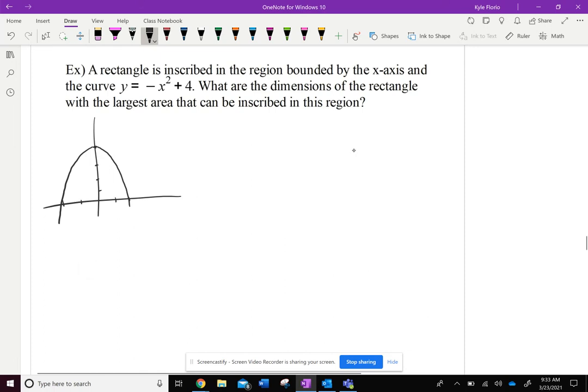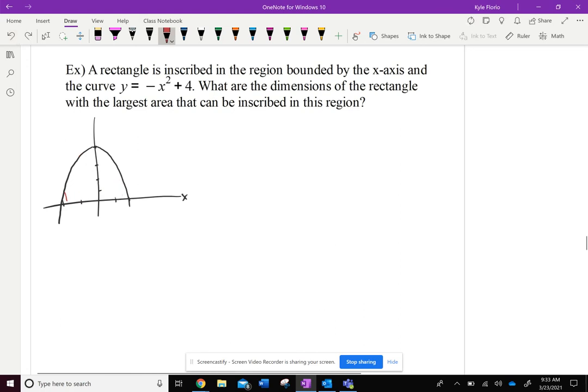So it's bounded by the x-axis and that curve. So I want to make a rectangle in this region right here. What's the biggest possible rectangle I can make in that region? You can make this guy here. Maybe you can make a guy right here. How big? We want to know what the dimensions are to make that as big as possible.